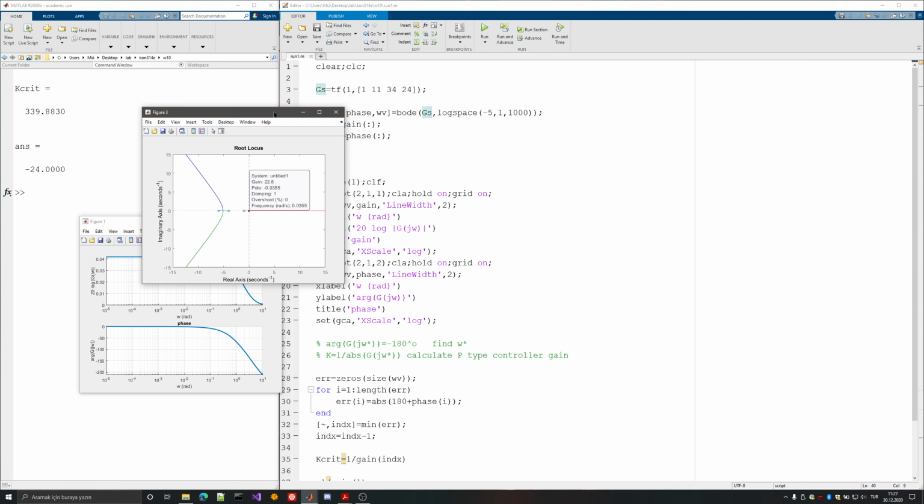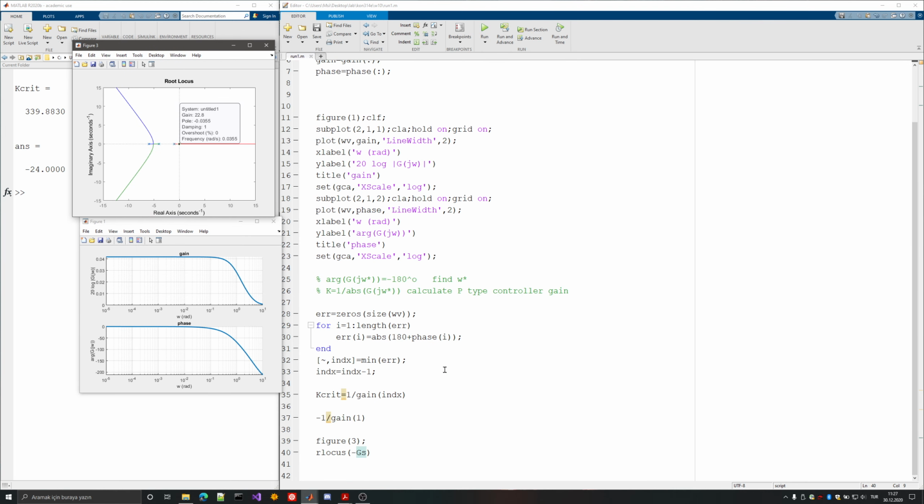So basically, if you're using Bode plot, I like to do this. I like to define an error signal, and then I like to look for 180 plus phase, because phase is minus 180 degrees. So this is equal to phase equals minus 180 degrees, but I'm looking for the error. I'm trying to be conservative, and I get the point automatically, and then I can just get the gain and the frequency.